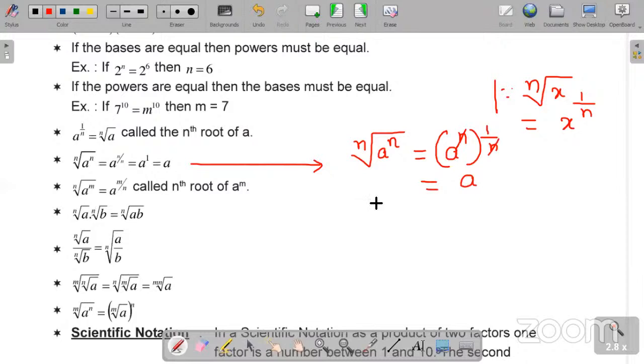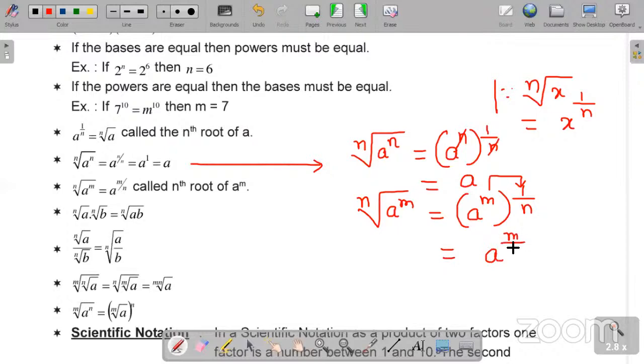Suppose, for example, here nth root of a to the power of m is there. How do you write? Very simple. a to the power of m whole to the power of 1 by n. So multiply these two. Then what do we get? a to the power of m upon n.